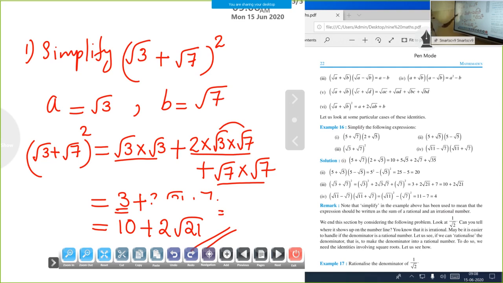Your question is root 3 plus root 7 the whole square. This is of the form a plus b the whole square. Expand using the formula a square plus 2ab plus b square. So you write root 3 into root 3 plus 2 into root 3 into root 7 plus root 7 into root 7. Final answer become 10 plus 2 root 21. One more question.